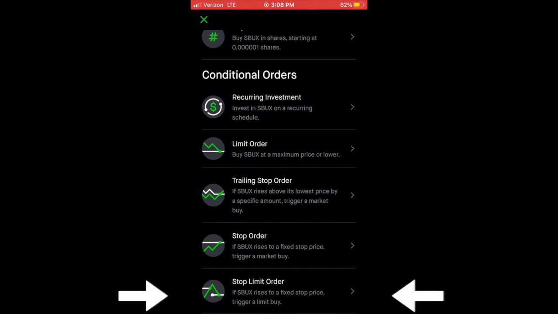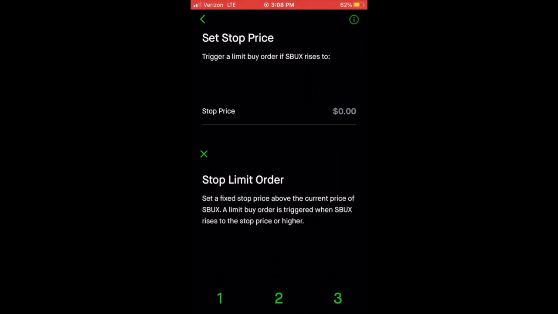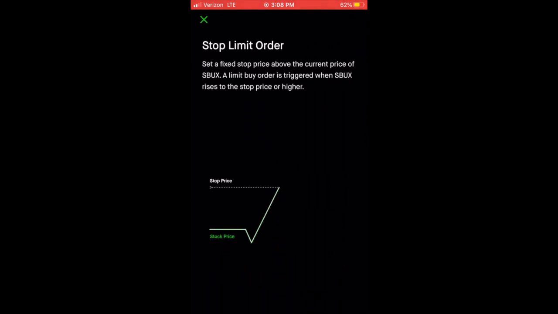Now, a stop limit order, last one so we can cover all of them. It's basically setting a fixed stop price above the current price of Starbucks, at which point a limit buy order is triggered when Starbucks rises to the stop price or higher. That was a mouthful. Basically, it's setting two things, a stop price and then at that point triggering a limit order. What's a limit order? It's when you say, I want to buy this stock, but not at this price. I want it to go cheaper.